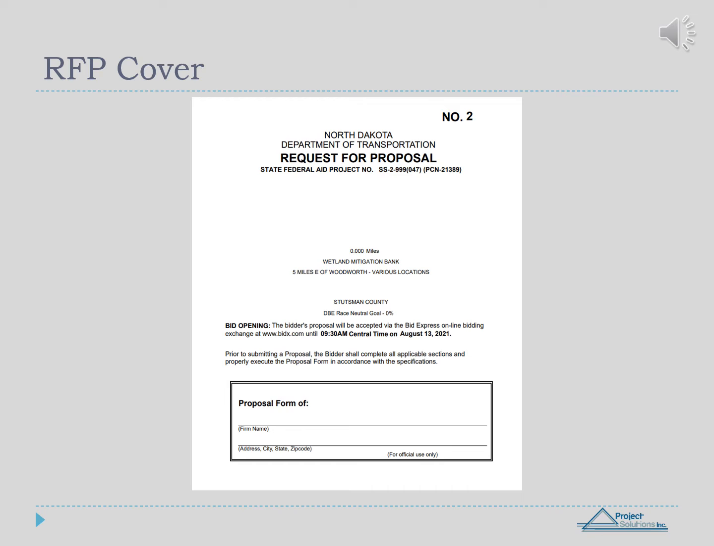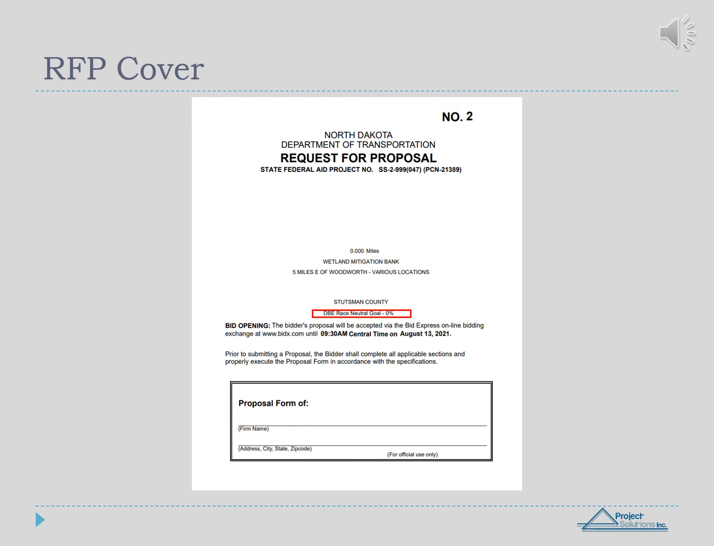At the top, you will find the project number, which will correspond to other documents that you'll need to review. In this example, we can see that the job number is number 2 and the state and federal aid project number is SS-2-99047 PCN-21389. In the middle of the page, you will find the project name and location or locations and some information on what the project is. On the cover, you also find which county the project is located in and other pertinent information.